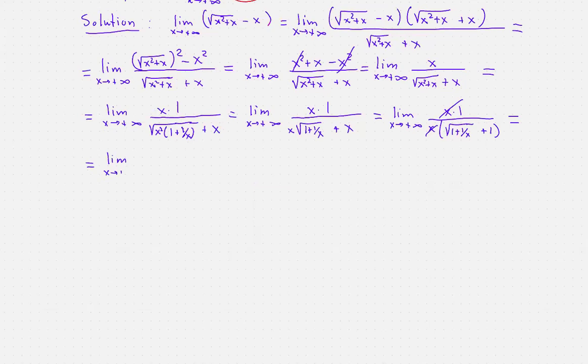Okay, so now the only thing that has a variable in it is this 1 over x that tends to 0, so we can plug in right away, and this will be square root of 1 plus 1. Square root of 1 is 1. The whole thing is 1/2, and that completes the computation of this limit.